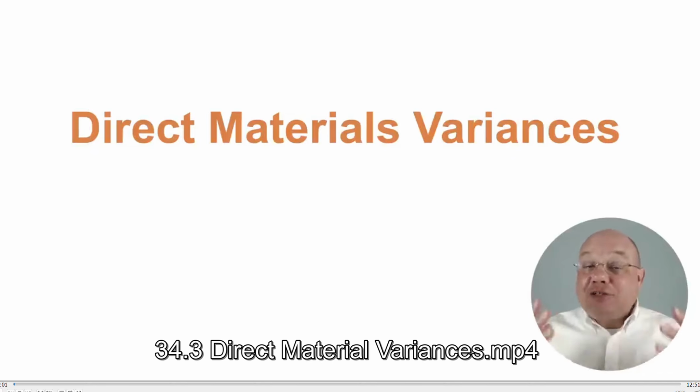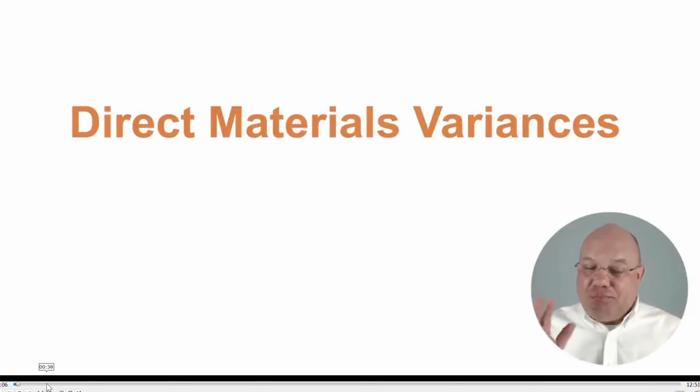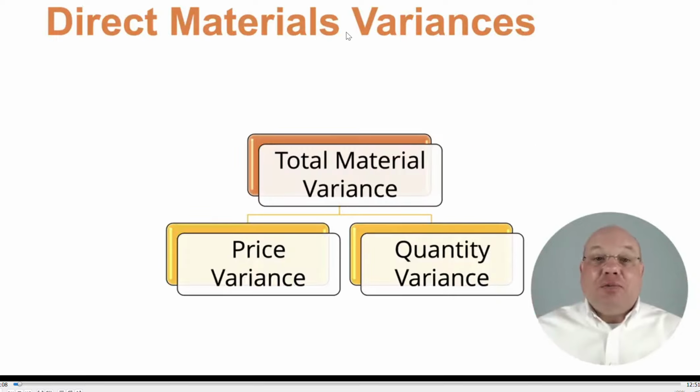We're now ready to look at the actual calculations connected to the direct materials variances. But we'll start with a little diagram of where we're going here. We're going to see that there's a total material variance, and that total material variance is going to be broken down into a price variance and a quantity variance. So another way of looking at this is the price variance plus the quantity variance is equal to the total variance. Okay? We're going to do the math for it.